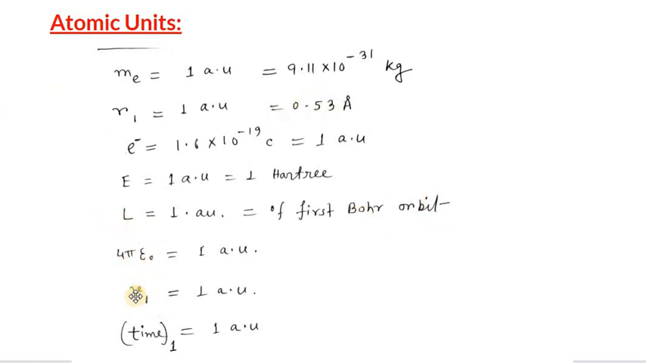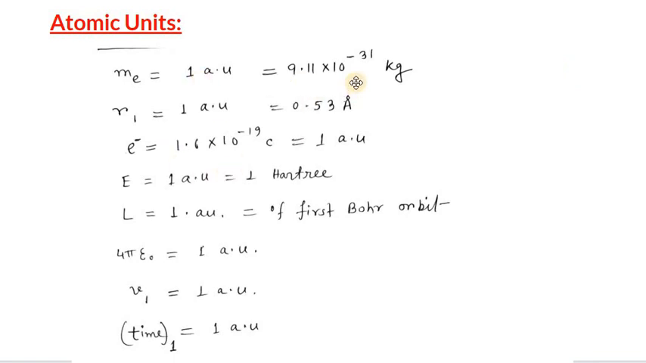The value of 4 pi epsilon naught. The velocity of the first Bohr orbit, the velocity of the electron which is present in the first Bohr orbit, has a value that you can calculate. Then the time it takes to complete one revolution should be a particular time.